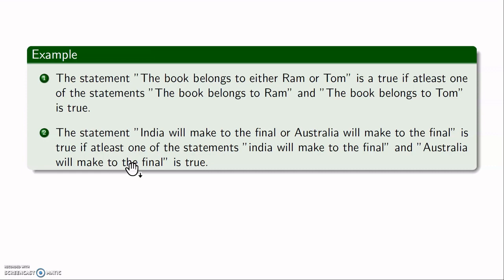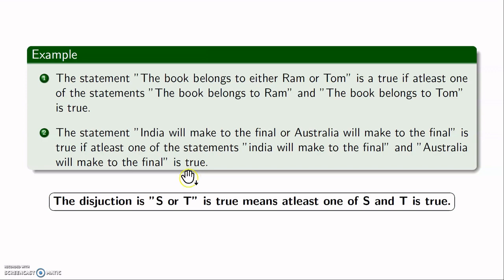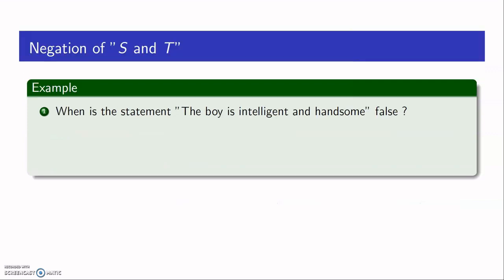Let's look at one more example. The statement, India will make it to the final or Australia will make it to the final. This would be a true statement if at least one of the statements, India will make it to the final and Australia will make it to the final, is true. So if I have a disjunction S or T, this will be a true statement if at least one of S and T is true. A disjunction is true if at least one of the two statements S and T is true.